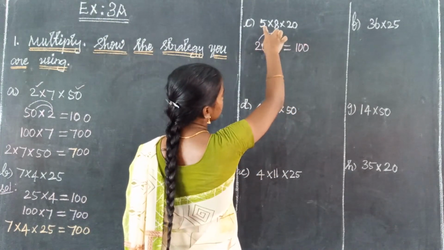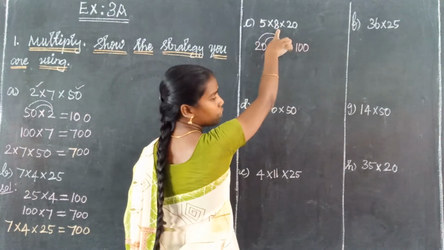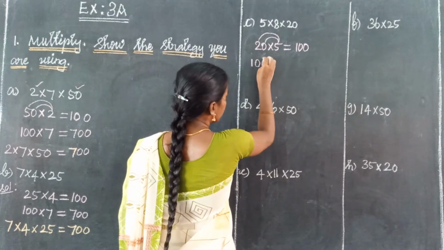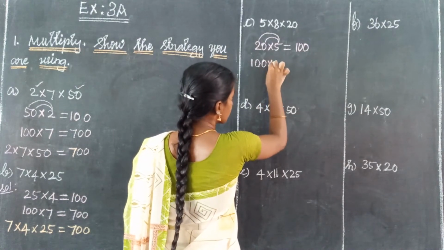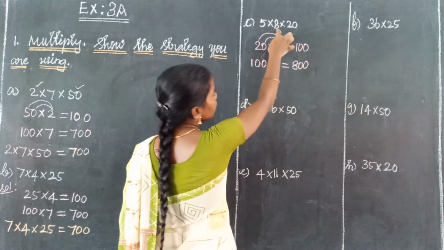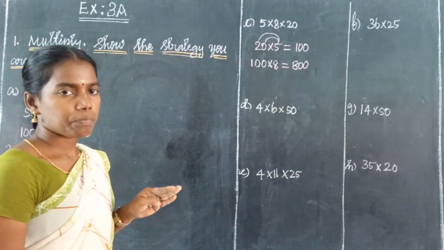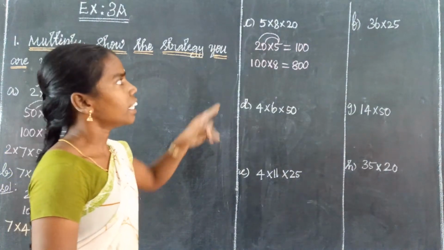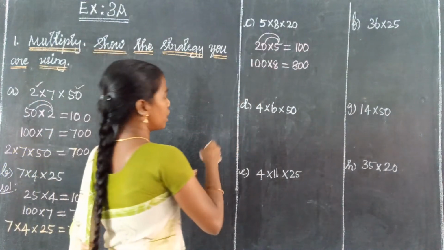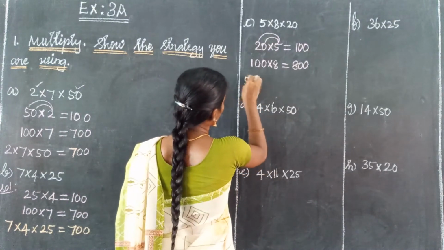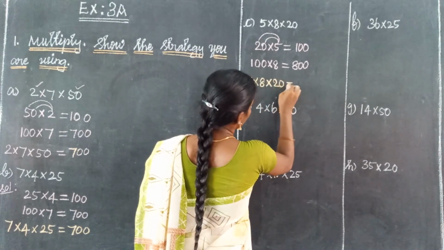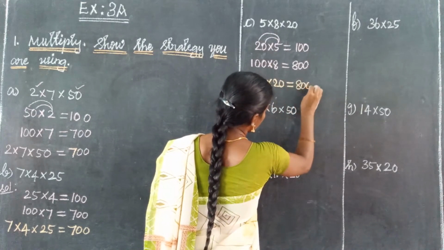So 100: I chose this 20 and the second value is 5. The third value is remaining, so we multiply the answer with the third value. 100 into 8, that is easy to find out, 800. Multiplying 5 8s are 40 into 20 also gives the same answer, 800. So we follow these methods to find answers easily. 5 into 8 into 20 is equal to 800.